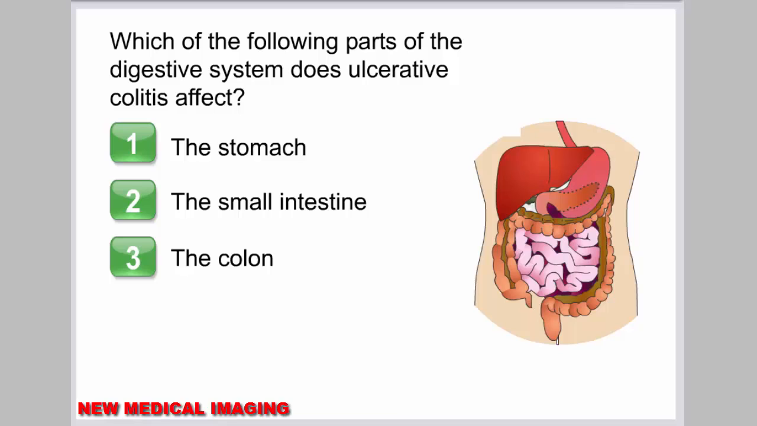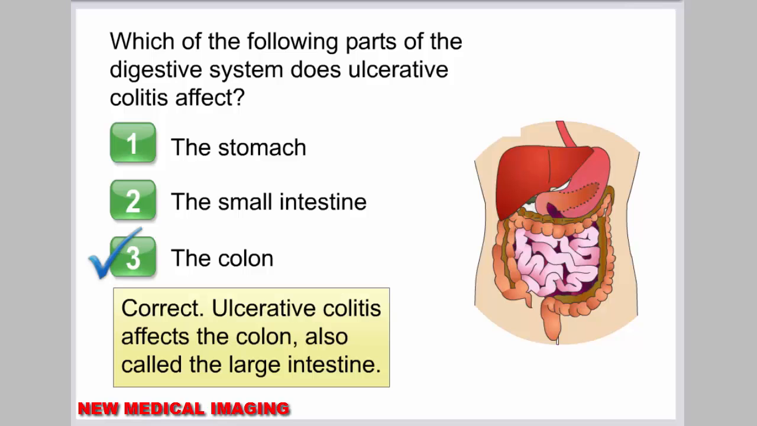Which of the following parts of the digestive system does ulcerative colitis affect? Choose one of the following options. 1. The stomach. 2. The small intestine. 3. The colon. Correct. Ulcerative colitis affects the colon, also called the large intestine.